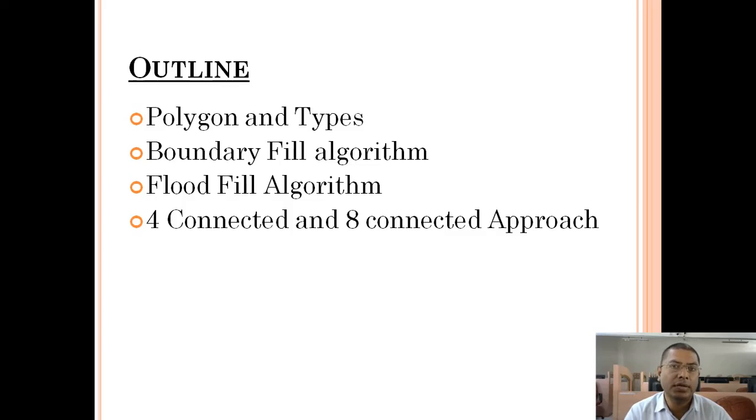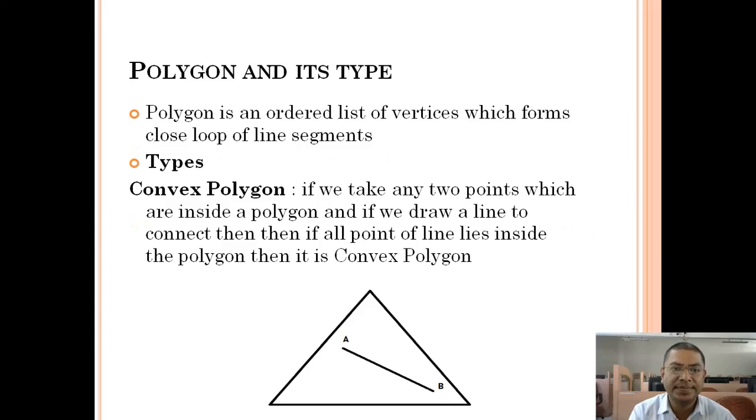Whenever we want to fill a polygon, then one by one we have to visit each and every pixel which is present inside the polygon. It is called traversing. And for that traversing purpose, two approaches are there. First one is the 4 connected region approach and the second one is the 8 connected region approach. Today we are going to see both approaches. So we'll start with the lecture.